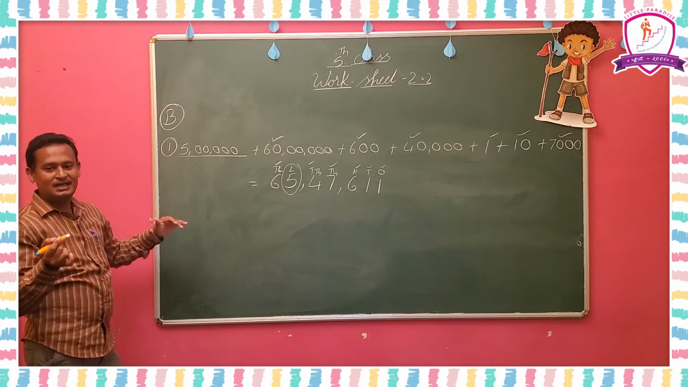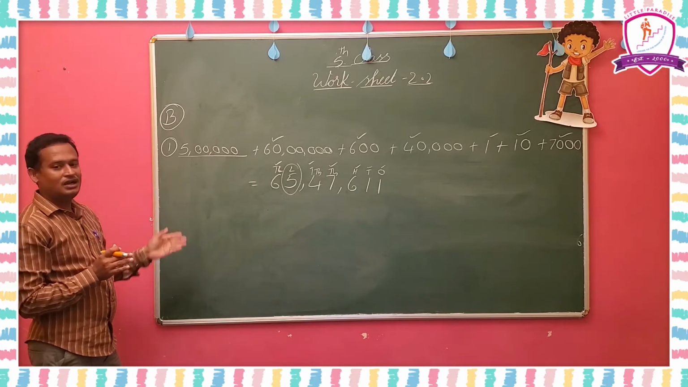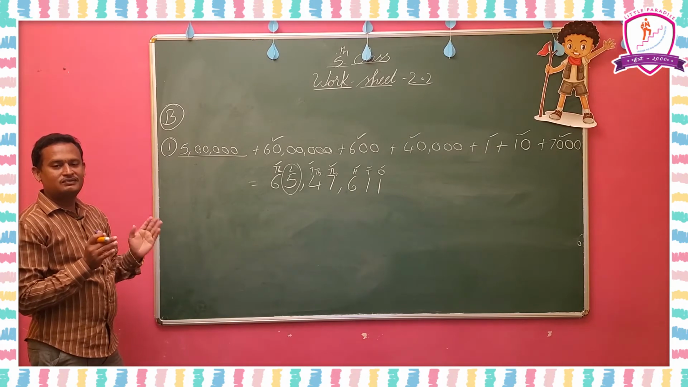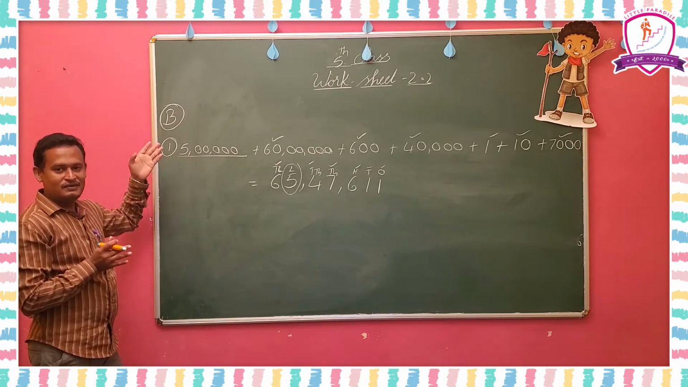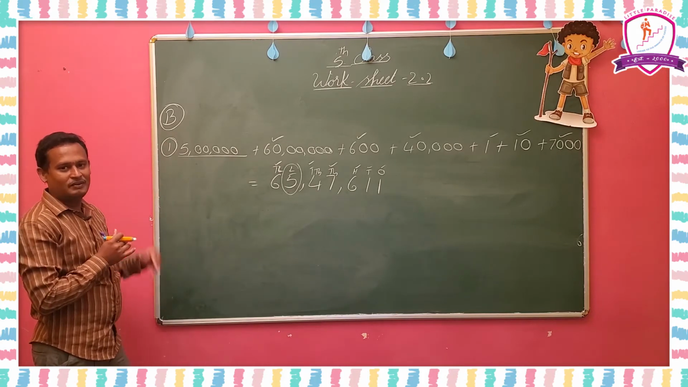So, check the remaining sums. Remaining 5 sums are there here. All sums are in the same model. You have to check which place value is not given, and that place value you have to write in that blank. Understood? Okay. Next, C Roman.